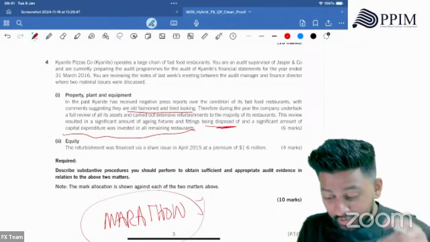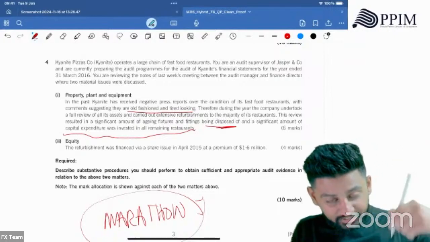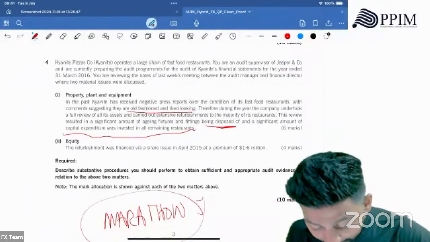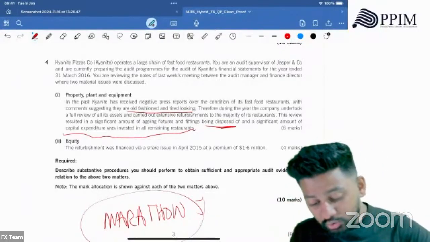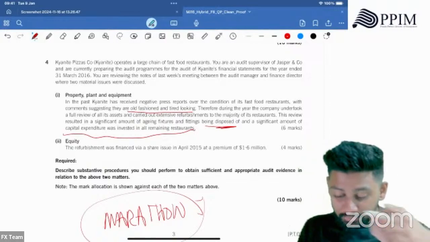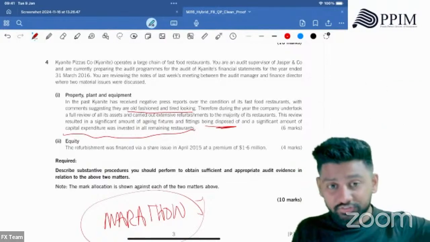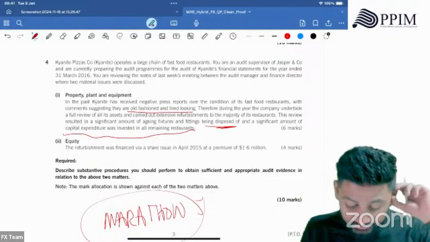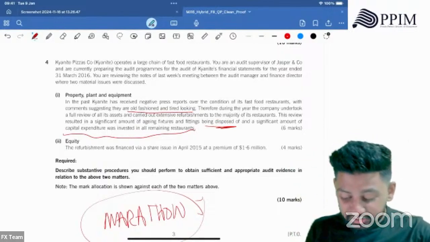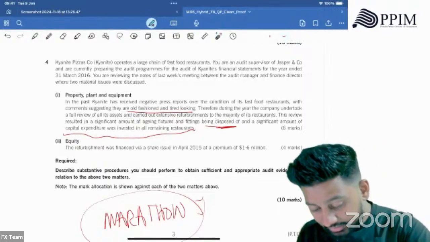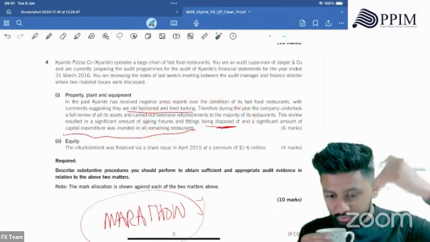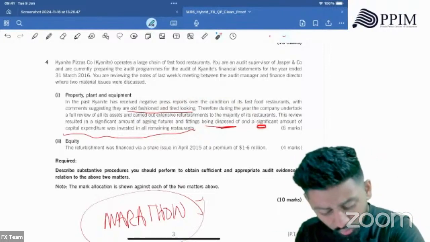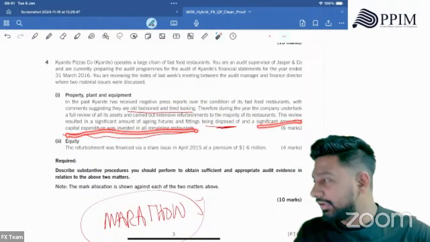Okay, first point. Therefore, during the year, the company undertook a full review of its assets. You went through and checked all your assets to see which require replacing, and you carried out an extensive refurbishment to the majority of your restaurants. You have a chain of restaurants, so you undertook refurbishment. This review resulted in a significant amount of aging fixtures and fittings being disposed. There were aging fixtures and fittings, and you disposed of them. And a significant amount of capital expenditure was invested in all the remaining restaurants.